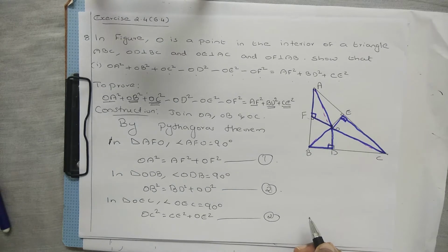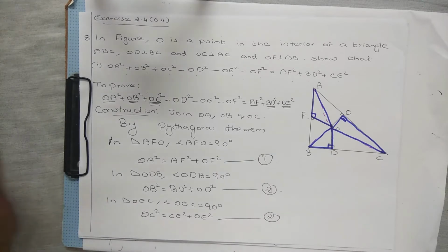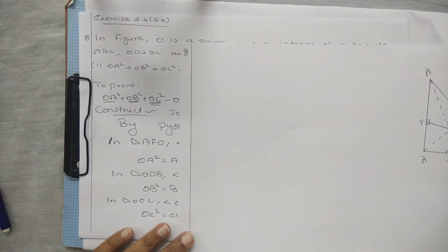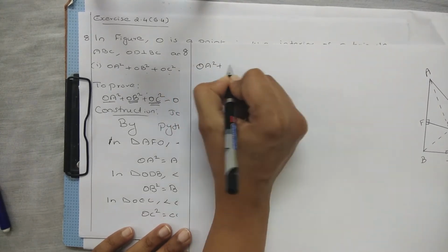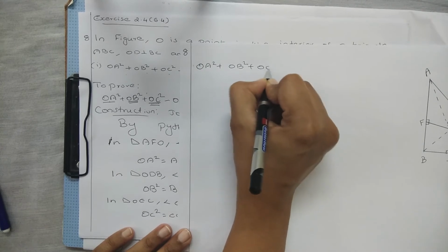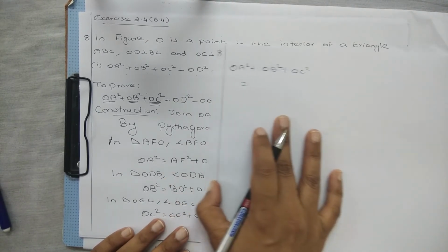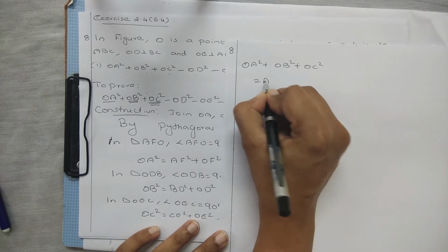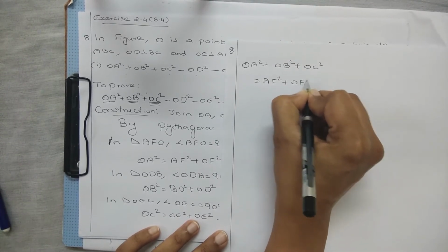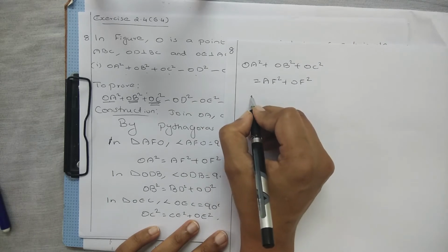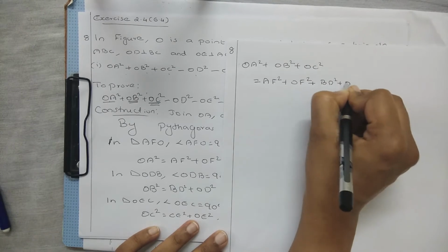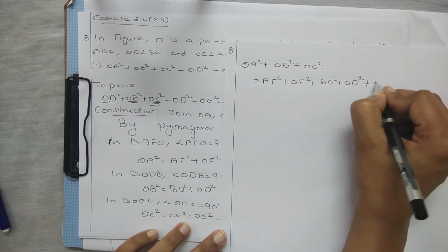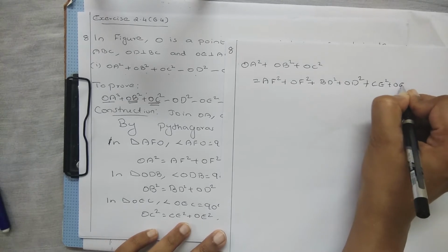Now what you have to do? You have to add these. So adding these, I'll take another paper here. Add OA square plus OB square plus OC square. So OA square plus OB square plus OC square is equal to, OA square is AF square plus OF square, and OB square is plus BD square plus OD square plus CE square plus OE square.